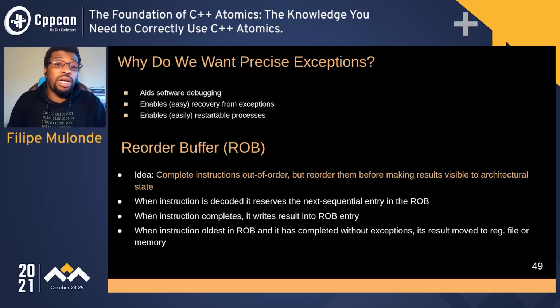So here we have the question, why do we want precise exception? We want precise exception because it simplifies software debugging. And this also enables easy recovery for exception and so on.